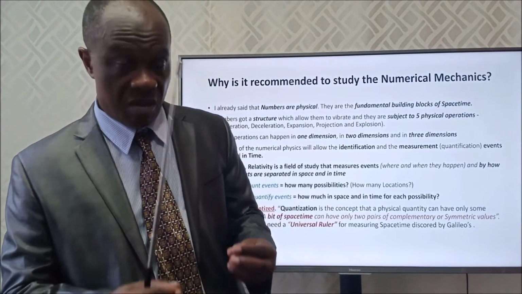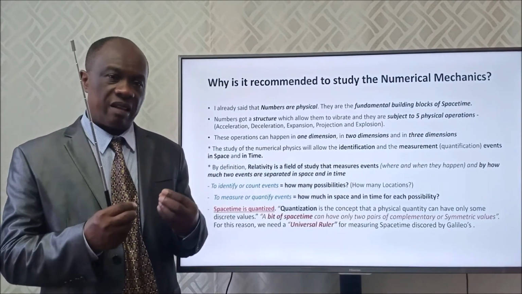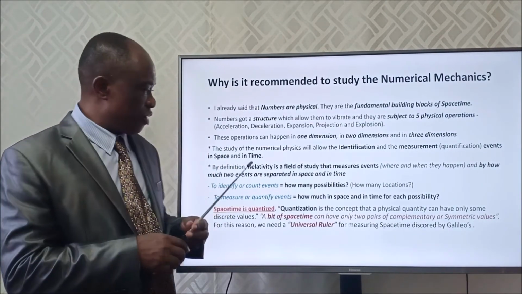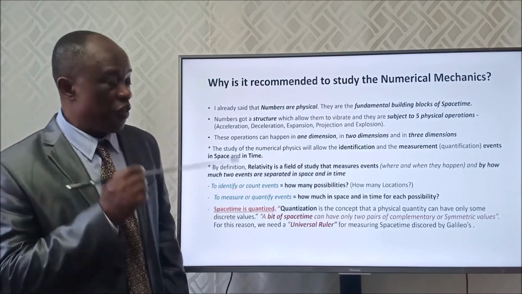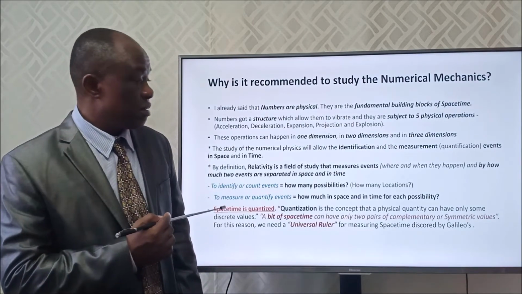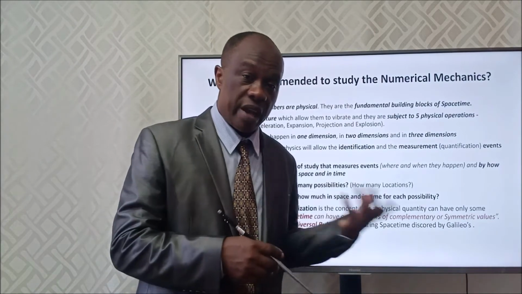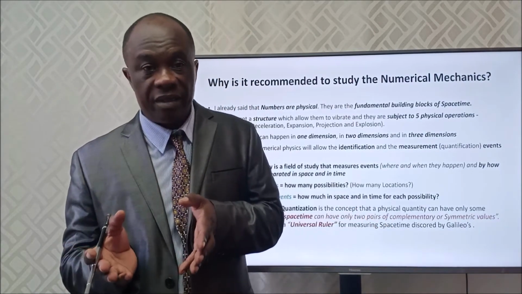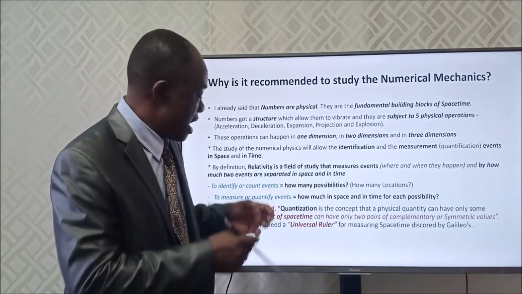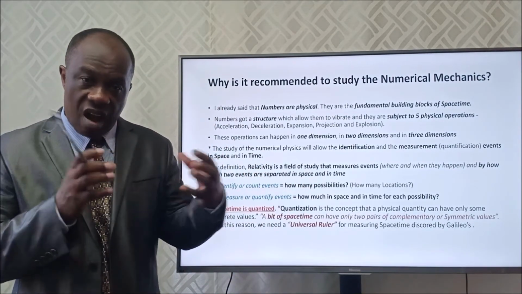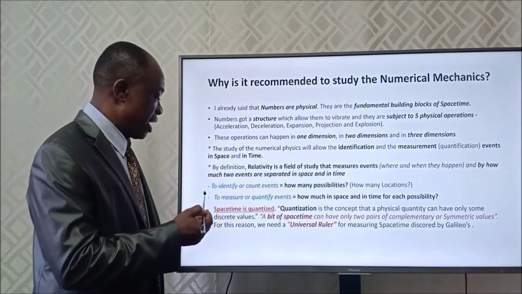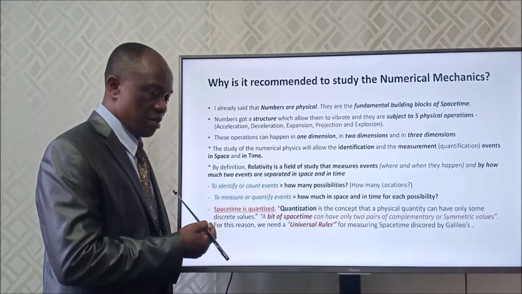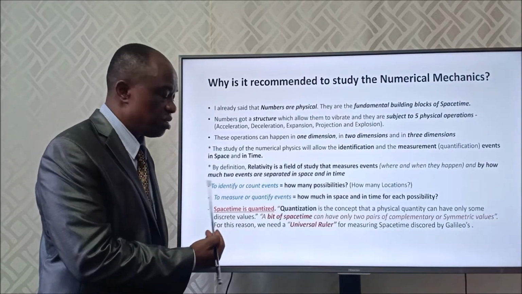We know that the very fundamental explanation of relativity is that relativity is a field of studies that measures events, where they happen, when they happen, and even by how much two events are separated in space and in time. We are going to measure space-time. We have to identify the events. Identify means to count the events.